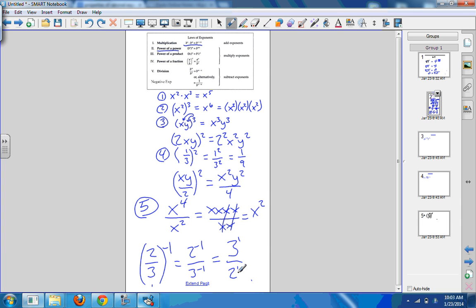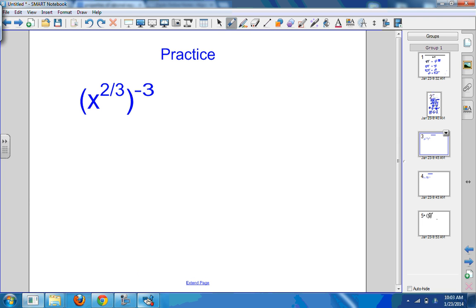Alright, so continuing along, we're going to look at a couple practice problems that have to do with these. So here's an example of something you'll see in class. X to the 2/3 to the power of negative 3. So we know that this x to the 2/3 we could rewrite as a square root if we wanted to. We're not going to in this problem. I think that it'll be easier the way it is.